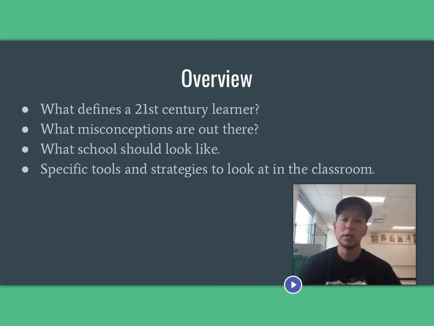Then we're going to talk about what schools should look like. We're going to look at different ideas of how school has been constructed over the course of time, and maybe how we can shift our thinking about how schools and classrooms should operate. And finally, we're going to look at some specific tools and strategies for the classroom.